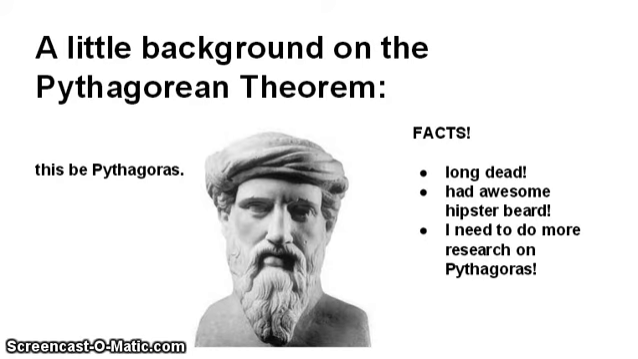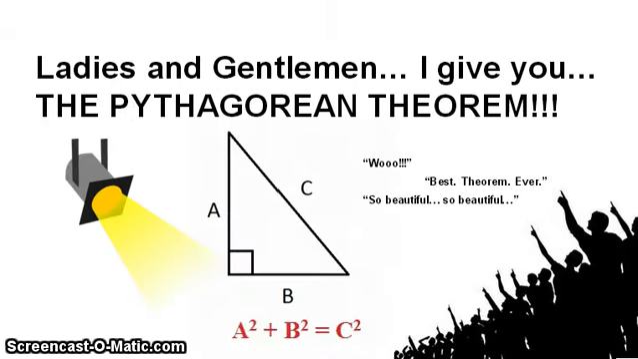Here is my man Pythagoras. As you can see, he was made of marble, had no pupils, and I need to do more research on Pythagoras. About 600 BC, I believe. He came up with this theorem. Ladies and gentlemen, I give you the Pythagorean Theorem. And the crowd goes wild.